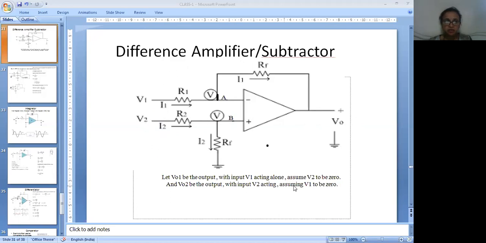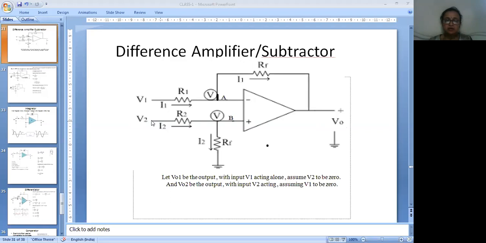Now here the derivation for the output is completely different from the derivation for the previous applications. So first, there are two steps here, or two cases. In the first case, the second input I am grounding, and first I am getting the output only due to V1. That is, I'm first calculating what is the output due to the application of V1 when I'm grounding V2. That is, V2 I'm not applying. Only V1 I'm applying, and I'm finding out what output I'm getting.